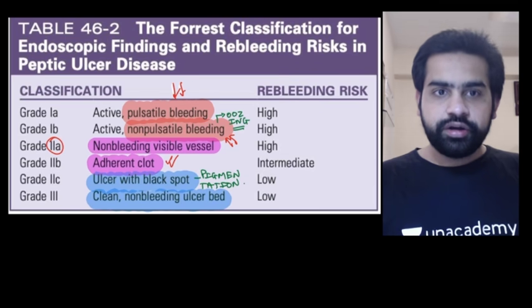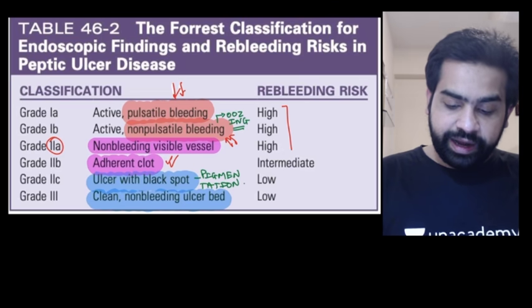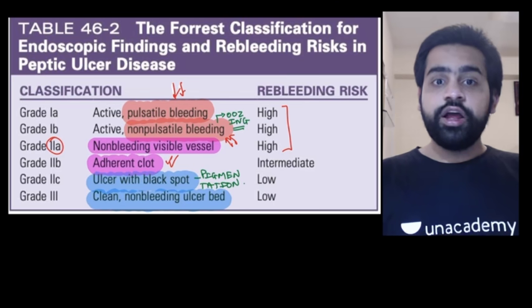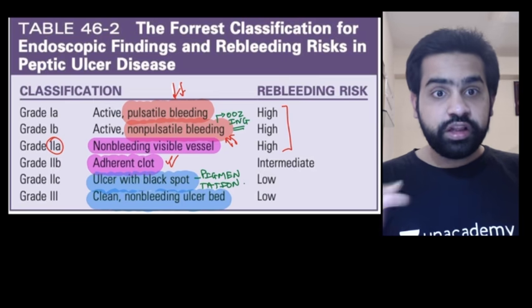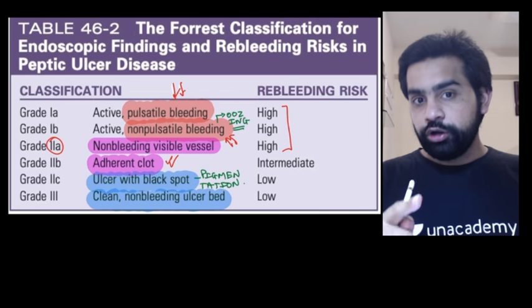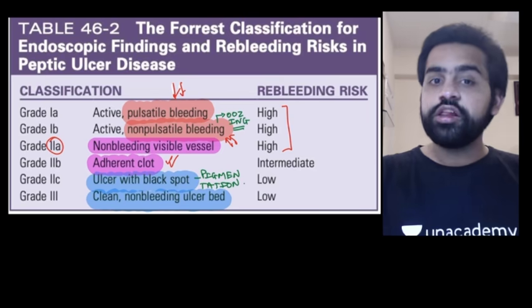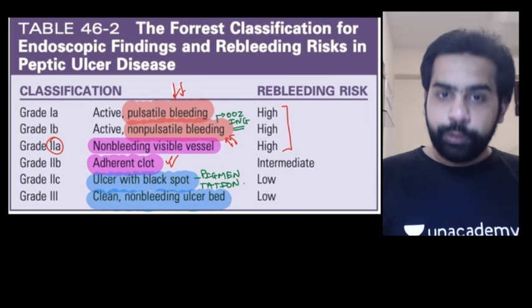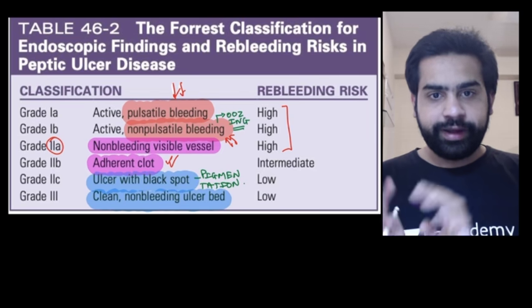That is why the risk of rebleeding is high if you have a pulsatile bleeding, oozing of the blood, or a visible vessel. But if you have an adherent clot, the risk of rebleeding is low as compared to these three conditions, because at least it is covered by that adherent clot. I hope you get this.